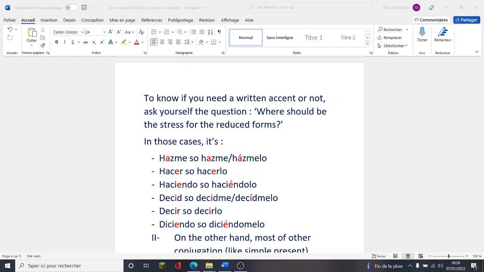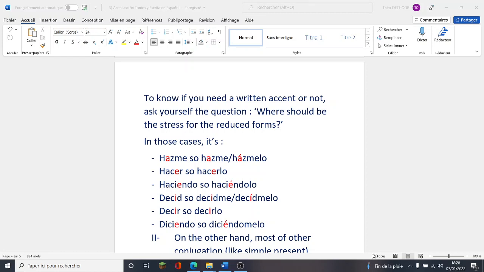So you need to say hazme. It would be the same vowel that you need to stress, with the new pronoun added in the hazmelo form. But in this case, if you don't put any accent, the A won't be accentuated, so you need a written accent to be coherent, like hazme, hazmelo. So it's the same, but in order for it to be pronounced the same, you need to put a written accent in the hazmelo form.